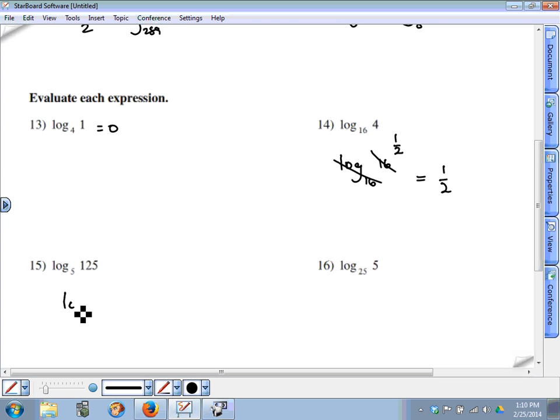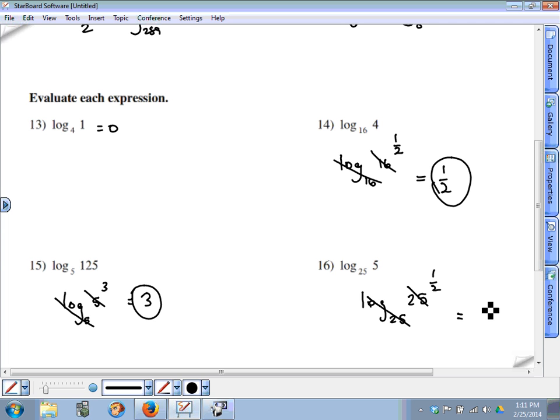In number 15, we have to change 125 into 5 to some power. 125 is 5 to the 3rd power. Those bases cancel, so the answer is 3. Here, similar trick as in question 14. We're not going to change the base of the logarithm. We're going to change the 5 into 25 to the 1/2. 25 to the 1/2 is just the square root of 25, which is 5. Now that they have matching bases, you get an answer of 1/2.